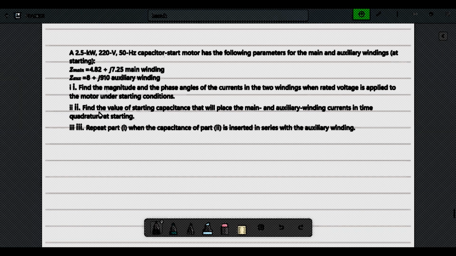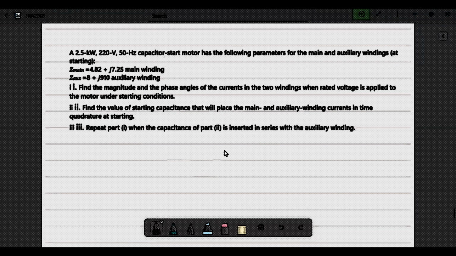Then for the second question, we have to find the value of the starting capacitor that will place the main and auxiliary winding currents in time quadrature at starting. And finally, we have to repeat part one when the capacitance from part two is inserted in series with the auxiliary winding.